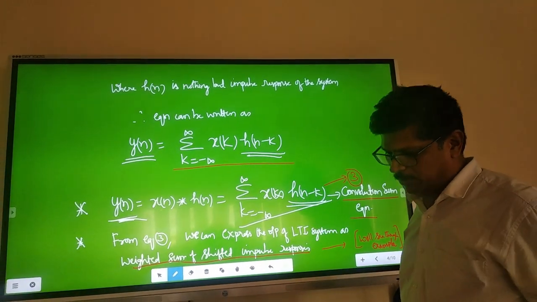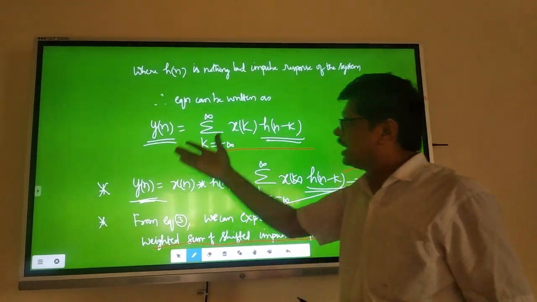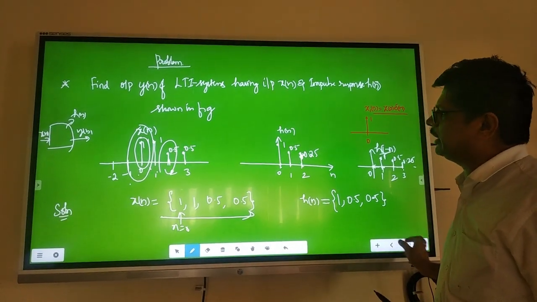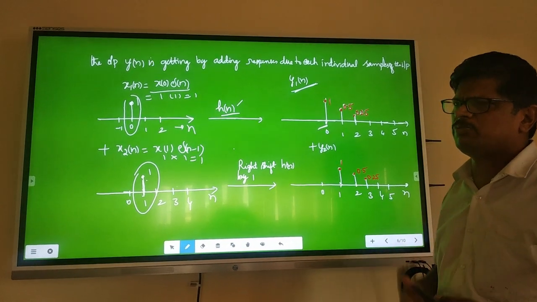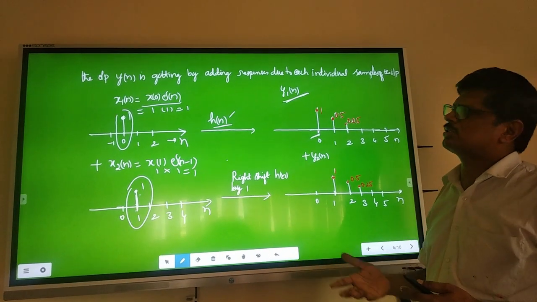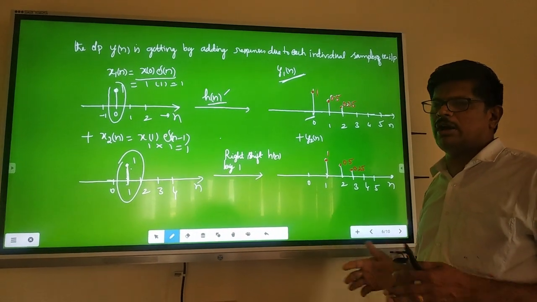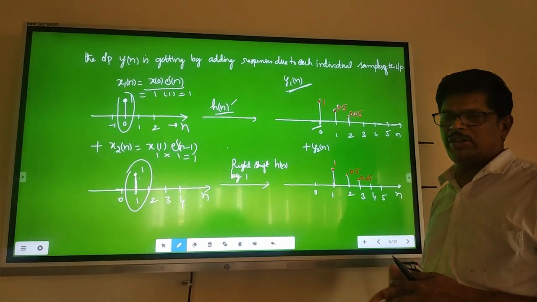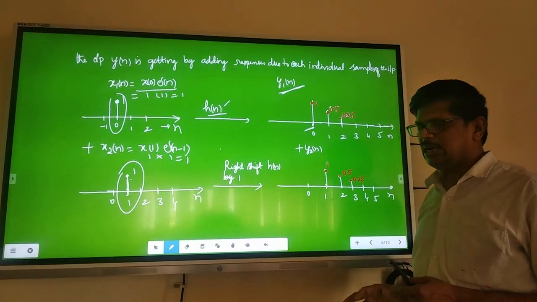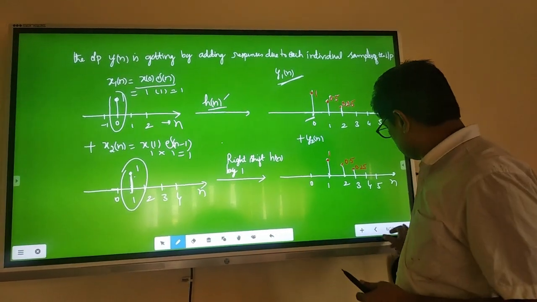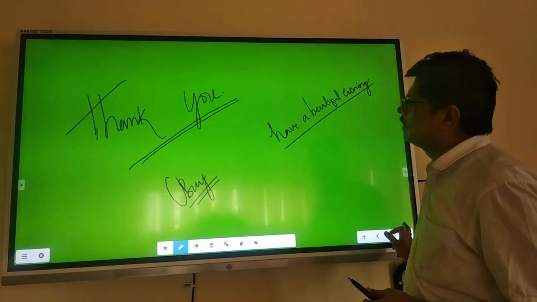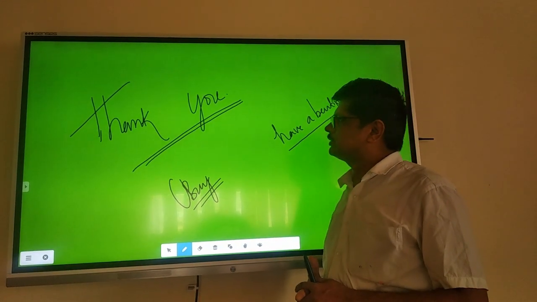In the next sessions, maybe we will take up problems. This is the graphical method by which we have shown convolution. In the next method we will see the convolution sum, how to get y of n in terms of a formula or in terms of a tabular column. We'll check all that. That gives flexibility again.